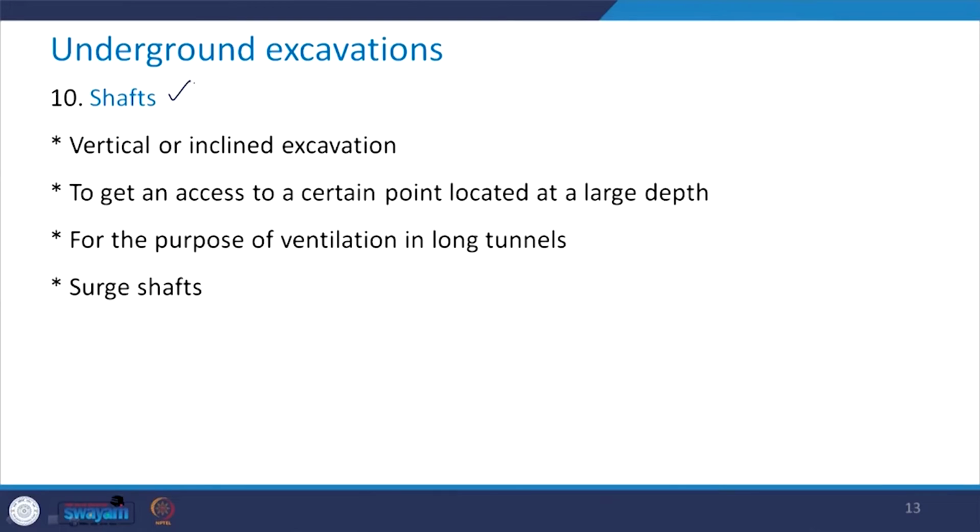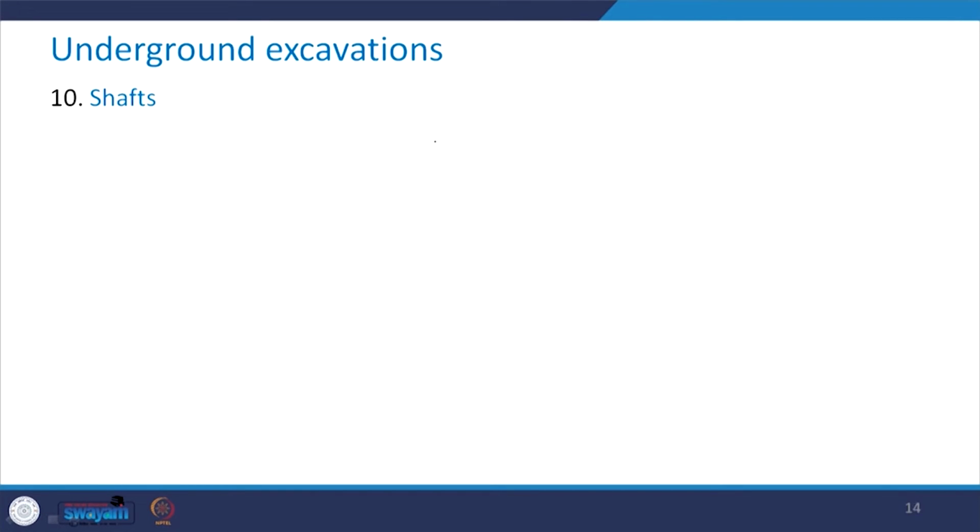Now coming to the next category, which is the shafts. These are vertical or inclined excavations used to get access to a certain point located at a large depth. They are also used for the purpose of ventilation in long tunnels. They are used in the case of the surge shafts. Let us see with the help of a few figures how these shafts look like.